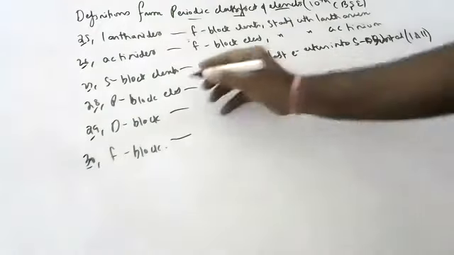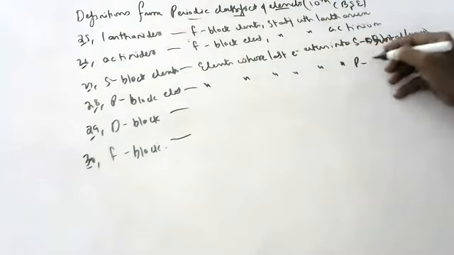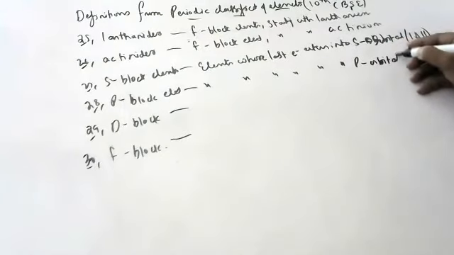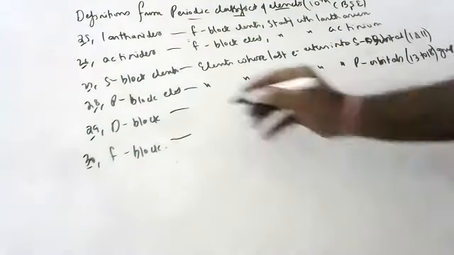P block elements are elements in which the last electron enters into the P orbital. Groups 13 to 18. Example, whether they ask or not, we should say.